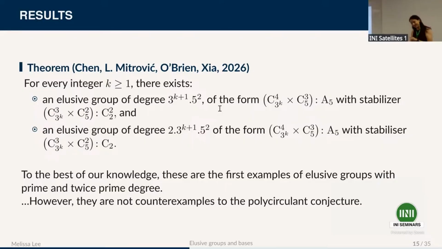However, we quickly went to check whether these were counterexamples of the polycircular conjecture and found, unfortunately, they are not. So the polycircular conjecture is still open.